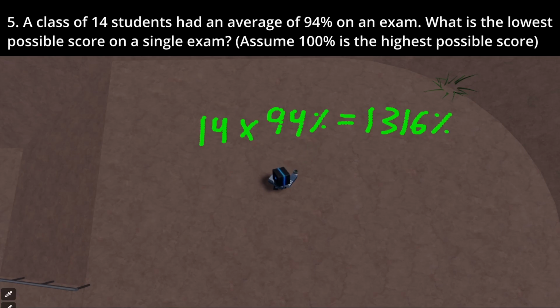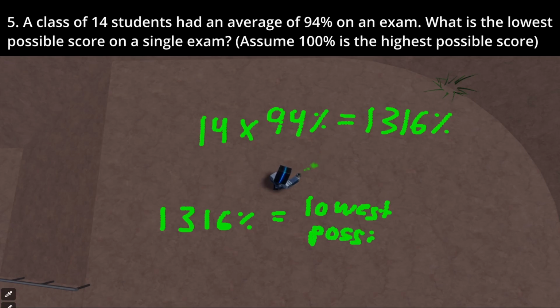What can I do with this number? Here's what I'm going to do. So I'm going to say 1,316% is equal to what the lowest possible score could be. Let me write that down. Lowest possible. And then the next thing I'm going to do is, let's assume that the other 13 students, let's say they got 100% on their exams.